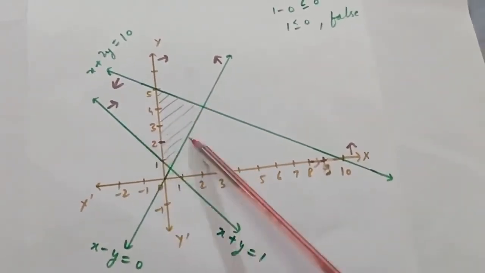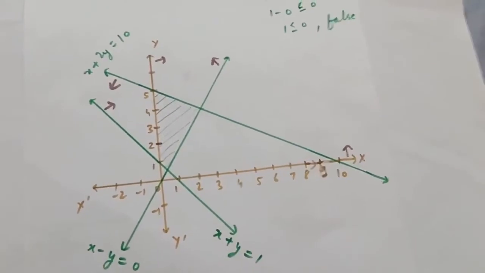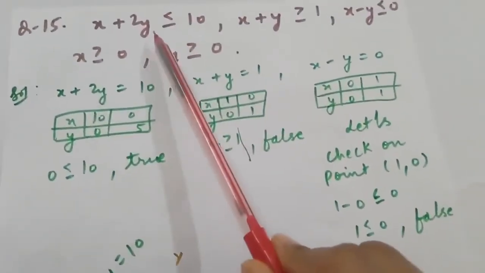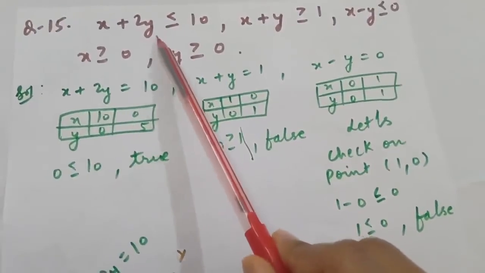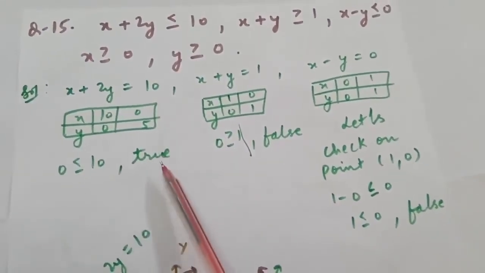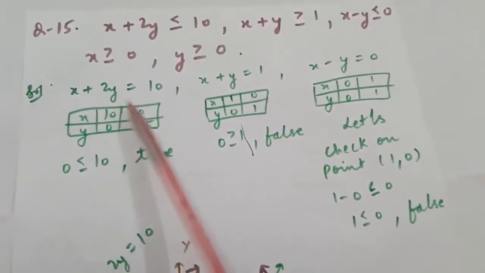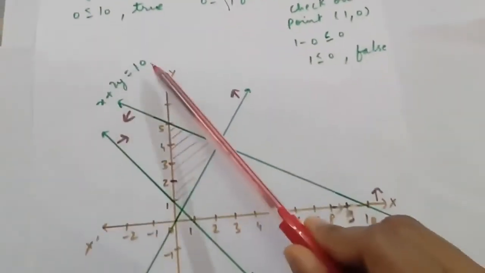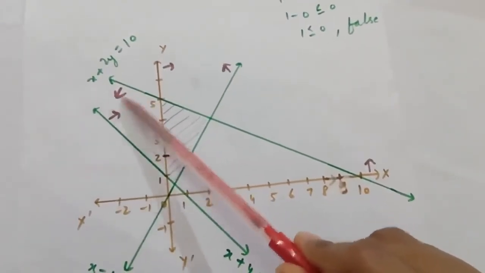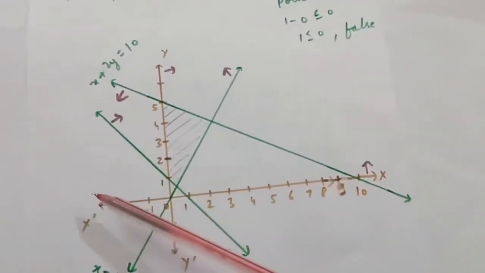For these three lines we will check by the origin test. So for first inequality, when you will put 0 in place of x and y, 0 is equal to less than 10, which is true. So the solution will be towards the origin of this line. So x plus 2y equal to 10, solution will be towards the origin. So arrow will be on this side, towards the origin.